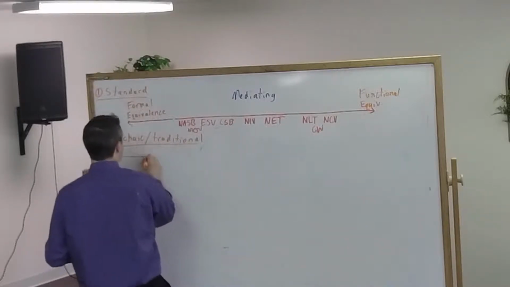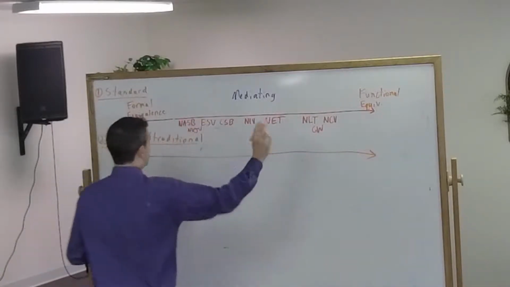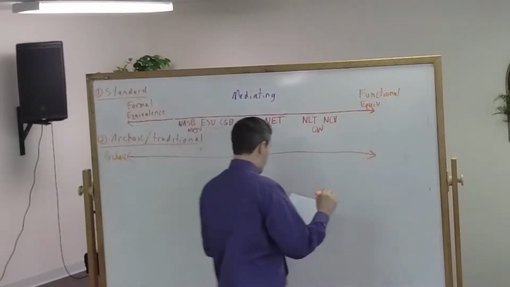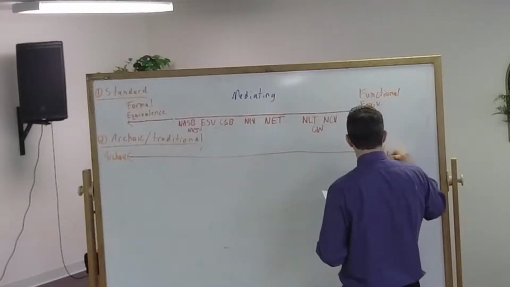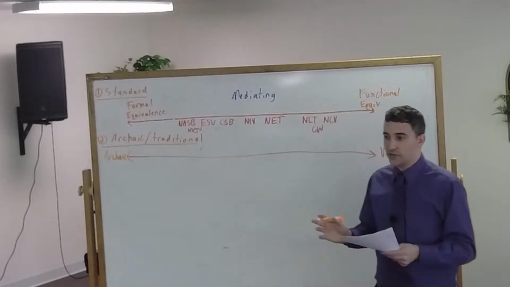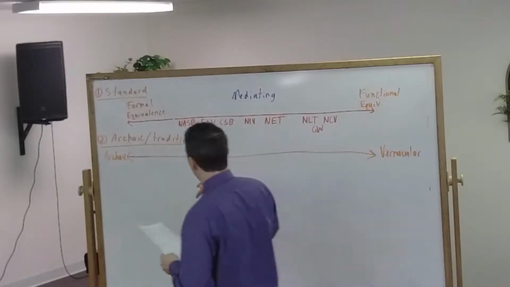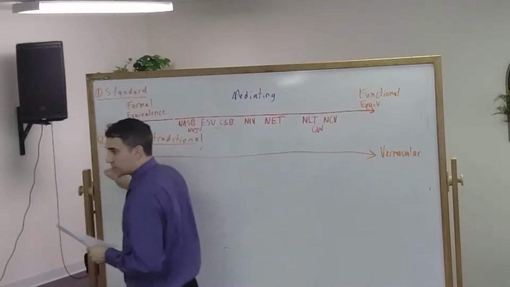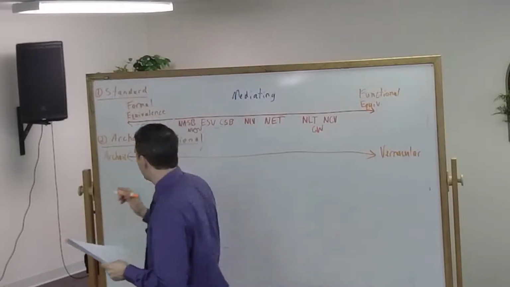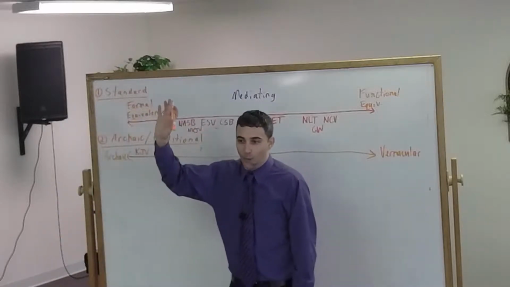So here's your spectrum. Instead of formal versus functional, we're going to say archaic versus vernacular. What does vernacular mean, by the way? Common language of the day. The modern parlance. Okay? So obviously on this side, what's the most archaic translation we have that people tend to use today? KJV. Yep. How many of you have read through the entire Bible in the King James Version?